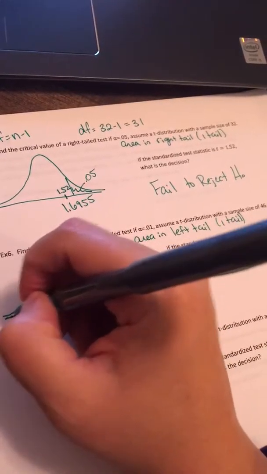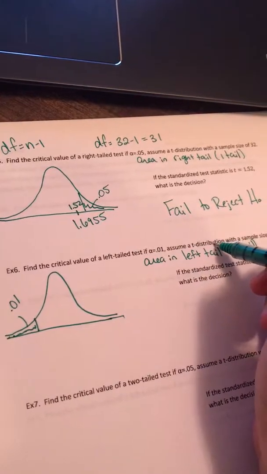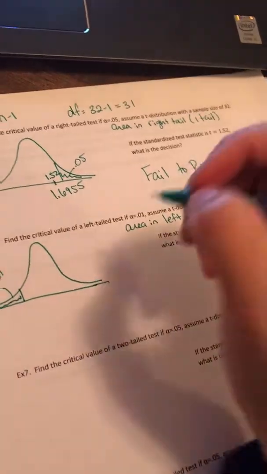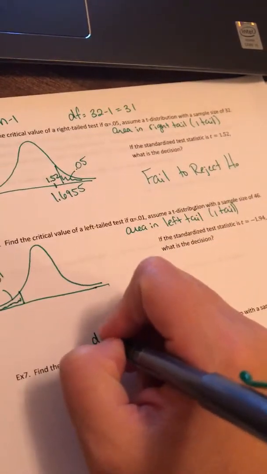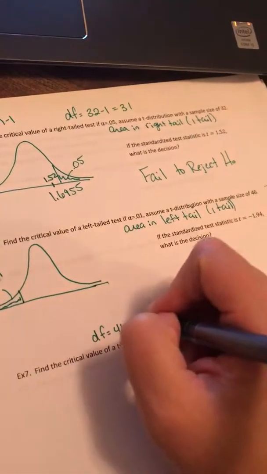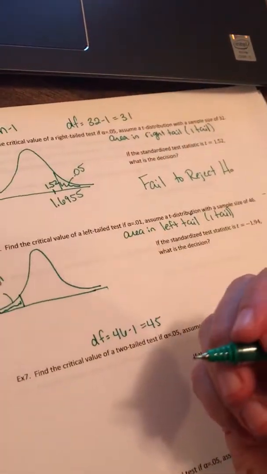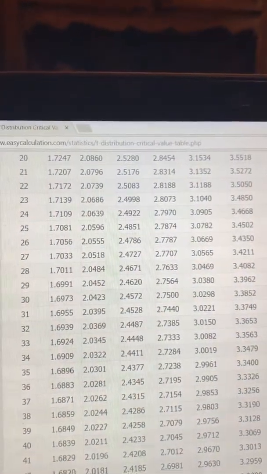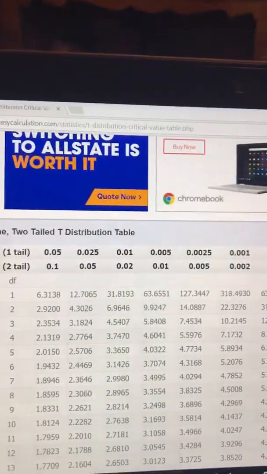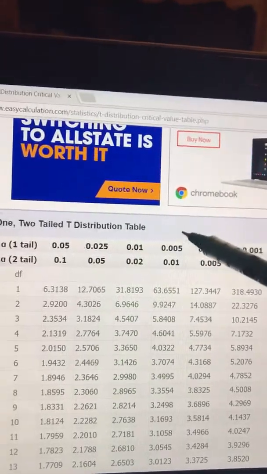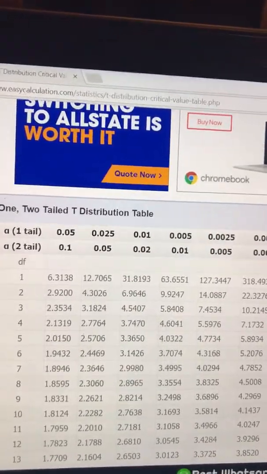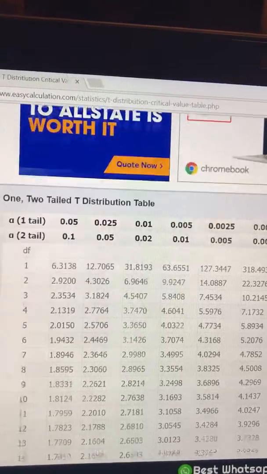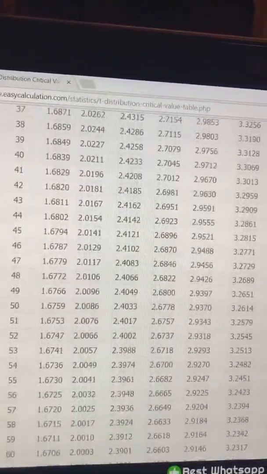So alpha is 0.01 over here. Your sample size is 46, so that means for this one, our degrees of freedom is 46 minus 1, which is 45. So I'm going to look at, on the chart, I'll just scroll back up for just a second. Alpha is 0.01 in one tail, it's the third column here, and I'm going to scroll down to 45 for my degrees of freedom.